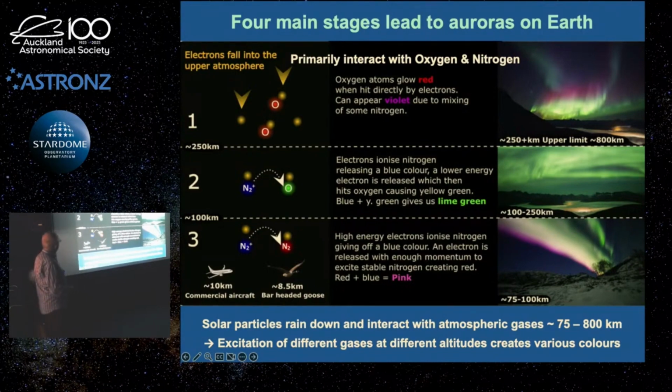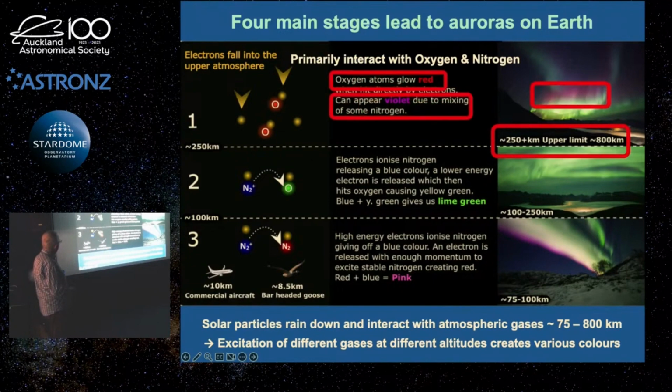And let's have a look. So first up, between about 250 kilometres to about 800 kilometres upward, it's predominantly oxygen that's glowing, and that causes the red colour, and you also get a little bit of mixing with a little bit of nitrogen as well, and you get this sort of violet colour up here.